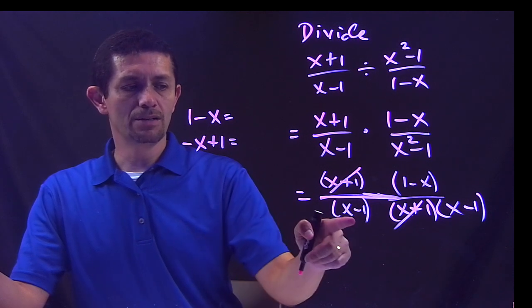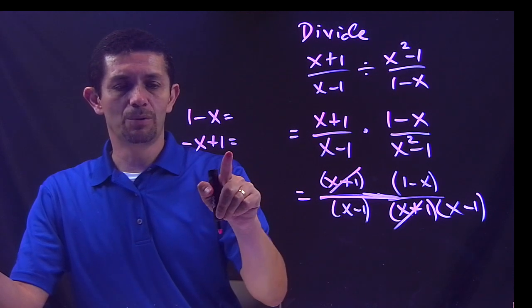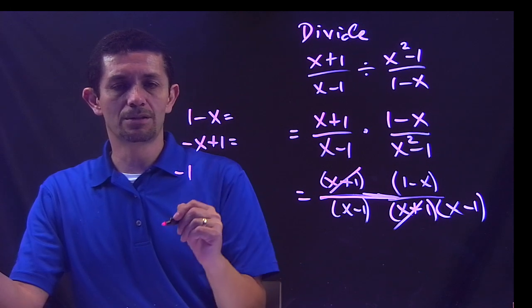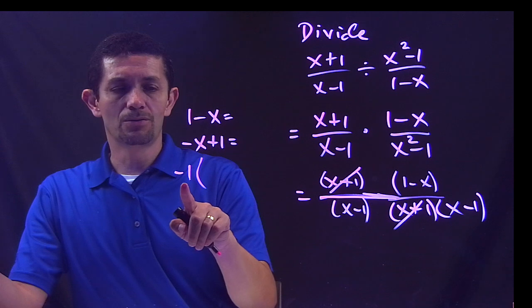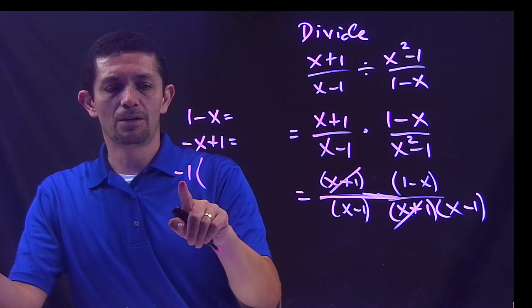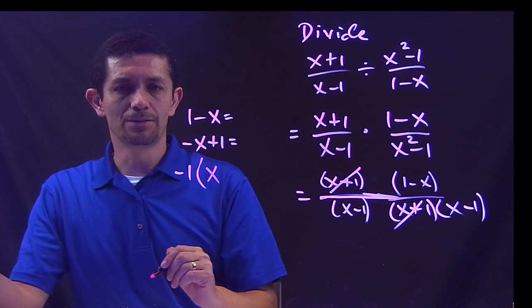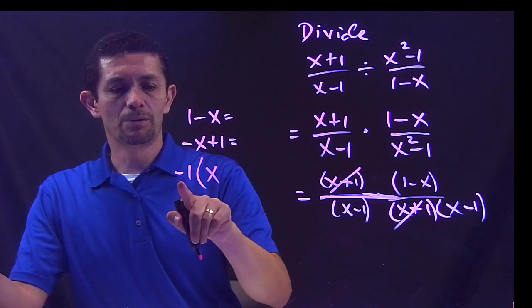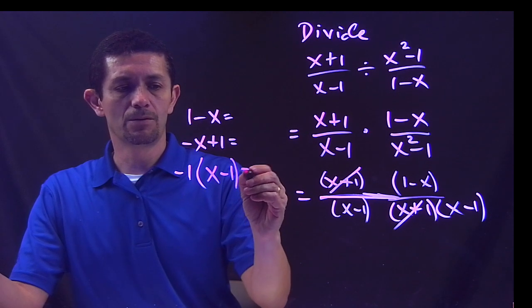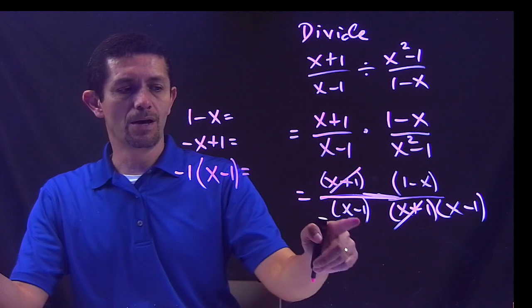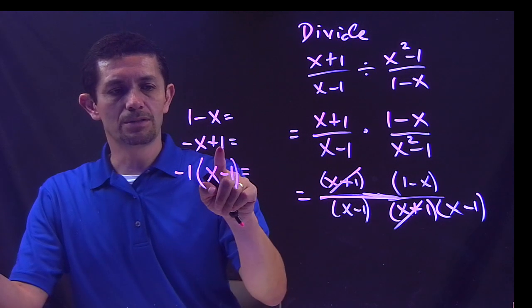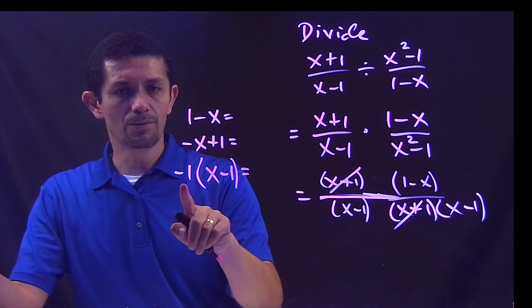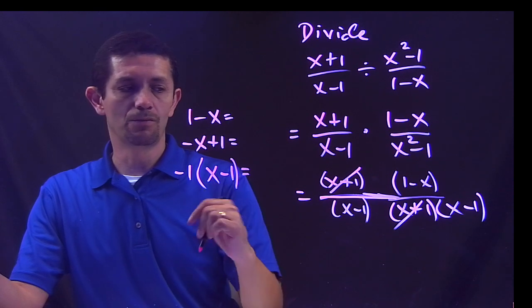So I see that the signs are opposite. Because the signs are opposite, I'm going to take a negative 1 as a common factor. Once I take a negative 1 as a common factor, look at this: negative x divided by negative 1 is positive x. Positive 1 divided by negative 1 is negative 1. And now I have the x minus 1 that I wanted. So every time the signs are opposite, you take a negative 1 as a common factor, and then both of them are going to flip.